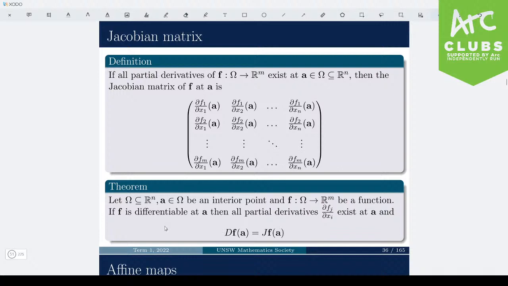We have a theorem here. Omega is a set in Rn, and A is a point in omega, and it's an interior point, and f is a function from omega to Rm. If f is differentiable at A, then all partial derivatives exist at A, and Df(A) equals Jf(A). What is Df(A)? It's kind of like your derivative matrix, right? So it's pretty much saying that the Jacobian is your derivative matrix.